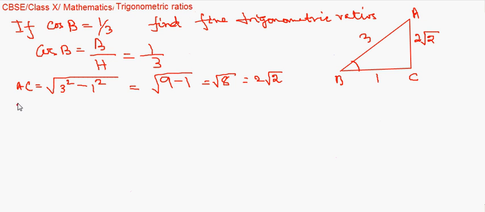Then you start writing how sine B will be perpendicular by hypotenuse. You just replace the values of perpendicular by hypotenuse, and so on. You continue with the rest of the 5 trigonometric ratios. Hope you got them right. I'll just give you the answers, maybe just for your checking. You can check if you also got the same answer. Sine B, then I think you'll get tan B. Enough if I give you this many only, because the rest of them will just be the reciprocals of these 3 basic ratios. Thank you.